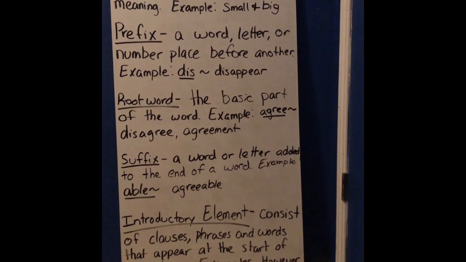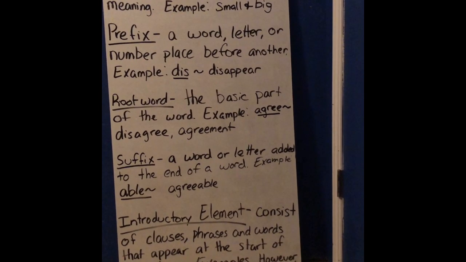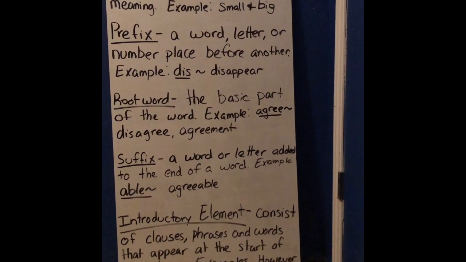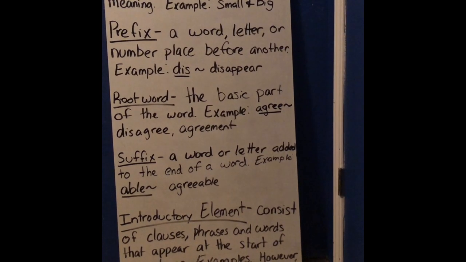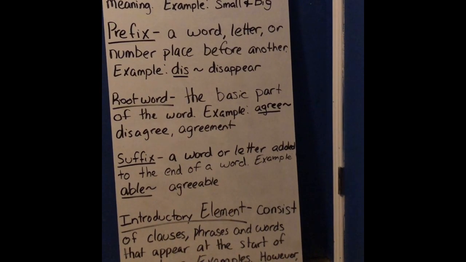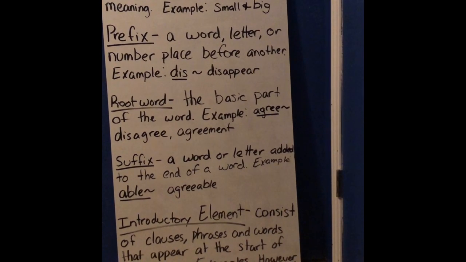A root word is the basic part of the word. An example would be agree. In the word disagree or agreement, the word agree is the root word. A suffix is a word or letter added to the end of the word. An example would be able. Agreeable. Able is the suffix in this word.